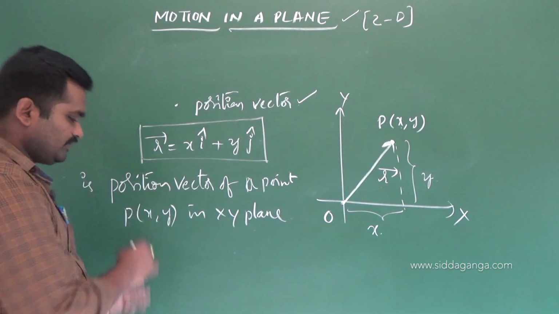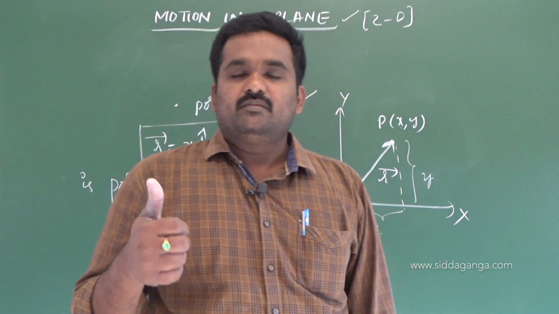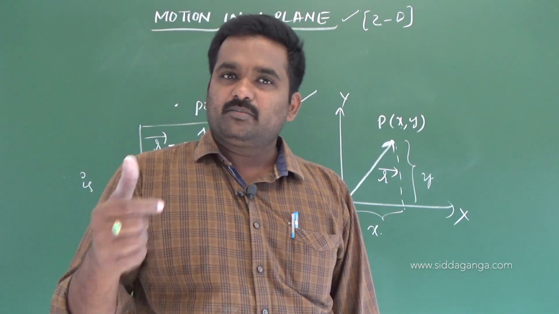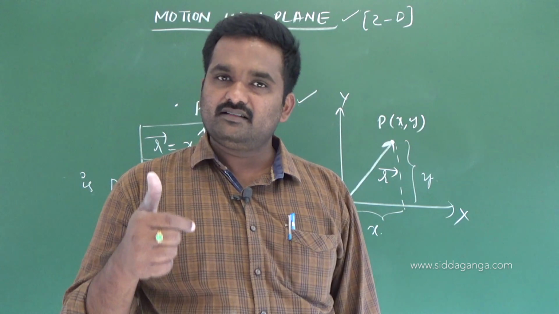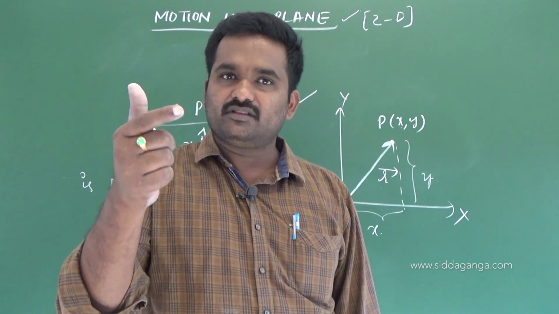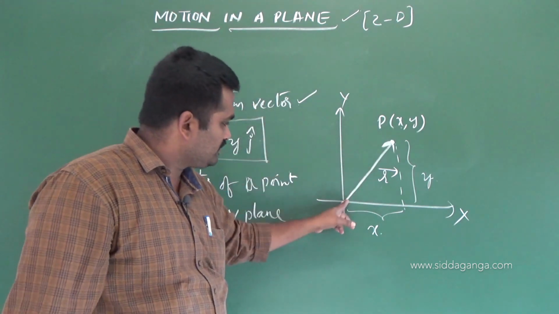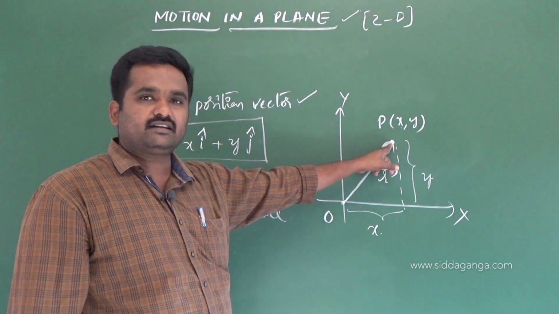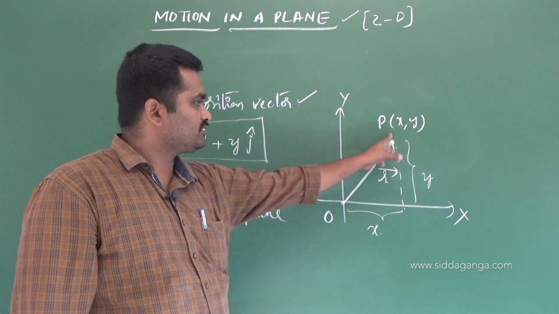I hope you got this point. Once again I will just recall. See, the position vector of a point in a plane is a vector which is drawn from the origin and directed to the point with respect to which you need to find the position vector. So you need to start from the origin and direct it from where to where? Origin to that point. And that arrow is directed towards that particular point.